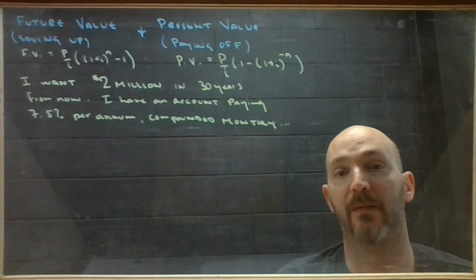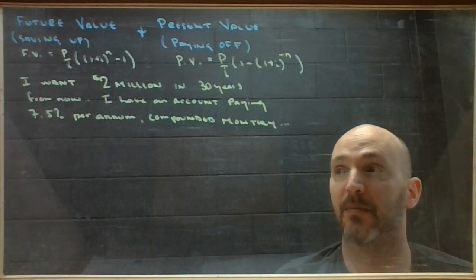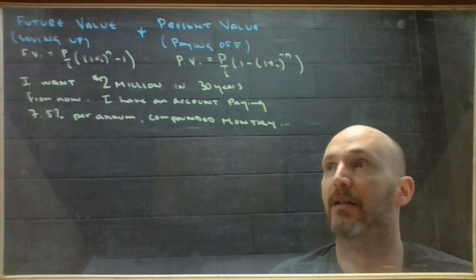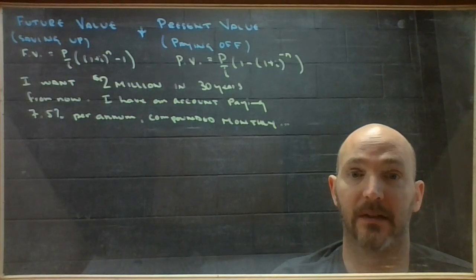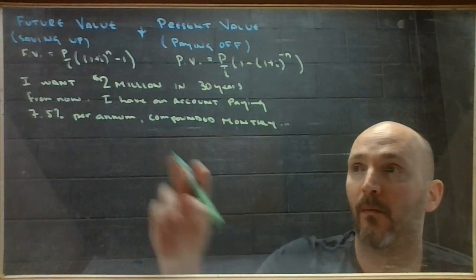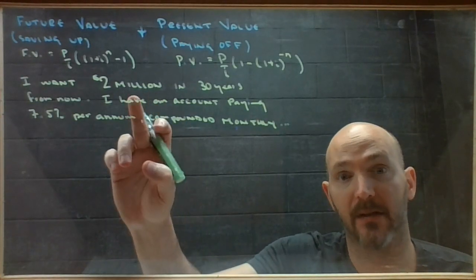Okay, so if I want $2 million in 30 years from now, and I have an account paying 7.5% per annum compounded monthly, what's that going to cost me every month in order to build up to that amount? Well, this is the future value, right? I don't have the $2 million now. I'm going to have it later.